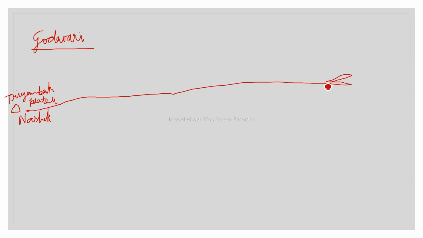Where it is going to end, we all know, it is going to end into the Bay of Bengal. We all know this because these are the eastern flowing rivers. Now, after going from Triambak, there is this one river that is going to become a part of this.